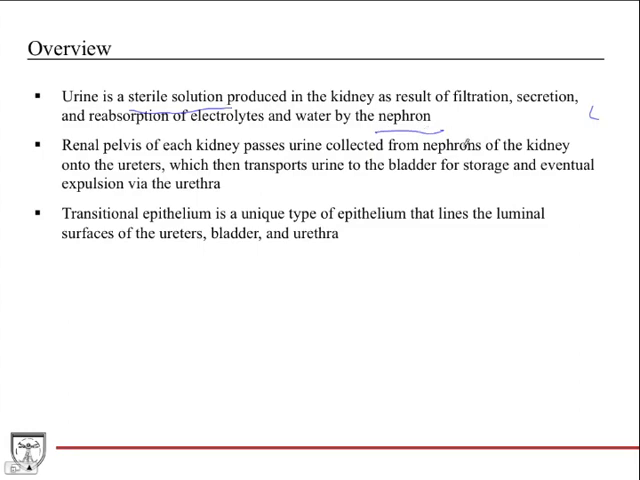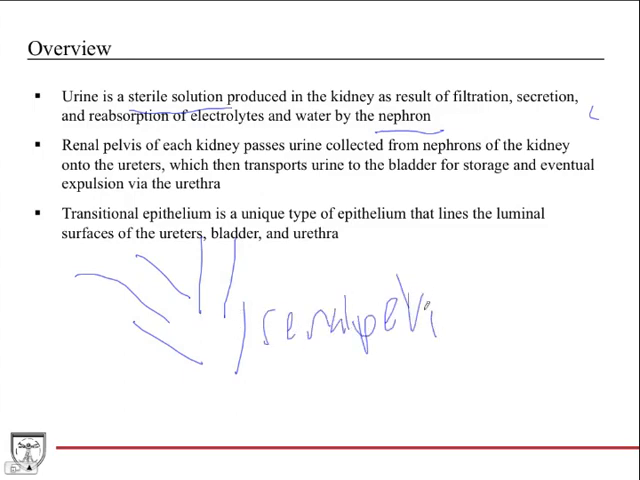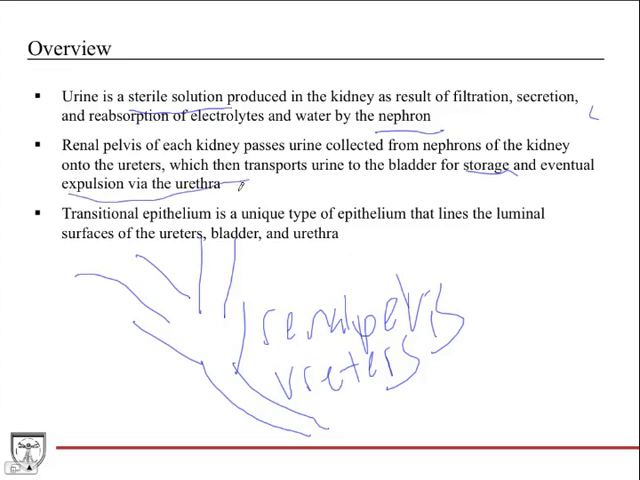Just to review, the renal pelvis is in each kidney, and then you have the nephrons, which all converge and release their filtrate into the renal pelvis. And then the renal pelvis is where the ureter begins. So the ureter comes off the renal pelvis and transports the urine to the bladder. Once the urine reaches the bladder, it's stored, and then when the body is ready to expel it, it is expelled via the urethra.